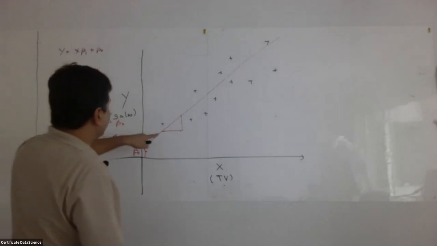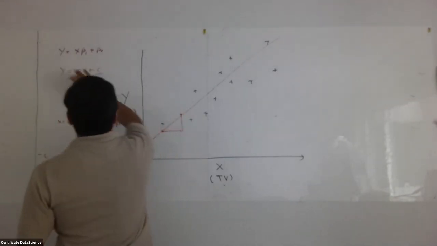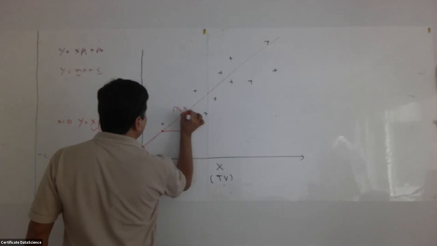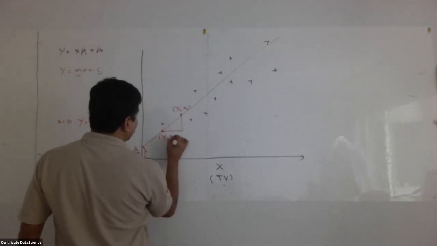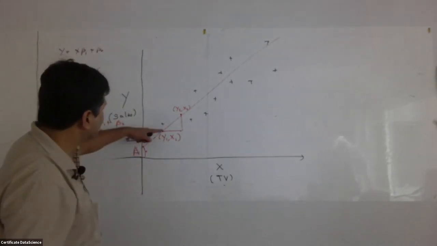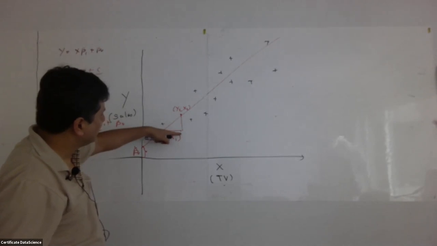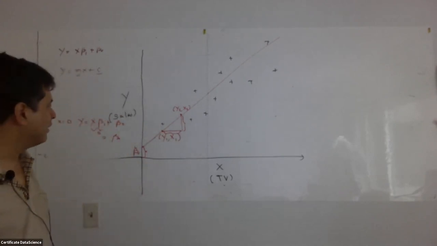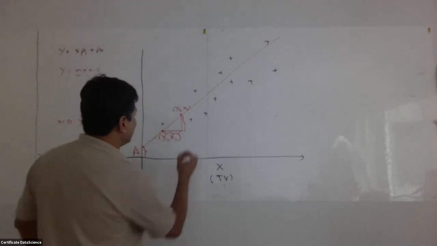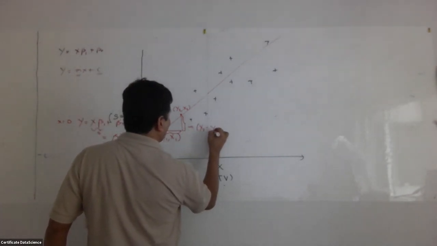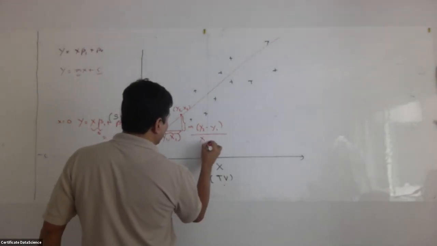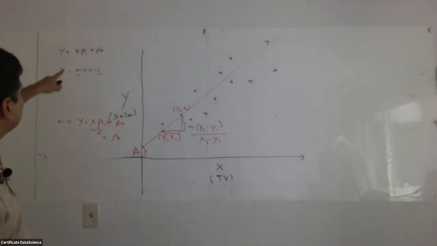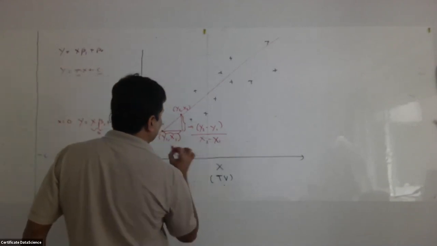How do you get that? Take any two points here. Because this is a formula, let's call them (x2, y2) and (x1, y1). The slope is the difference in y divided by the difference in x. That difference is y2 minus y1, and that is x2 minus x1. And now you can actually substitute the values here.